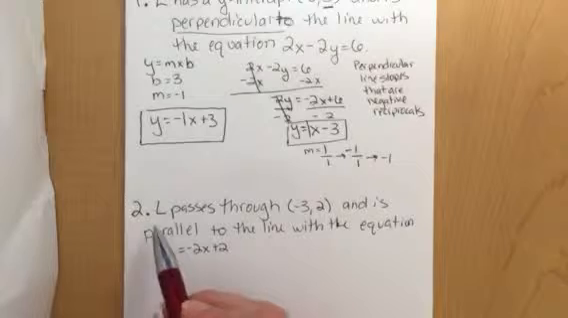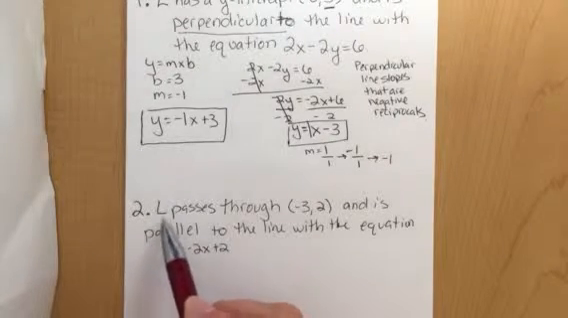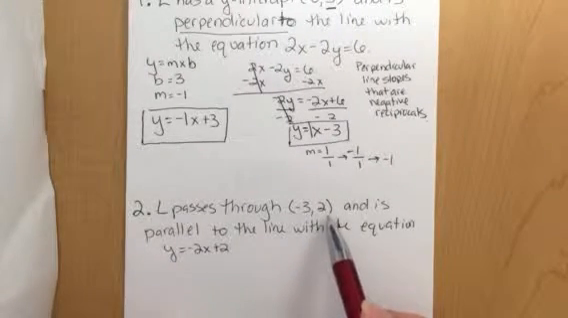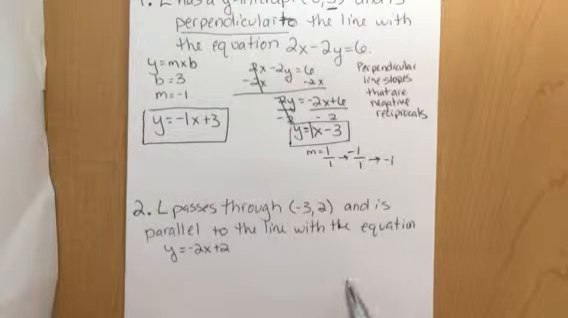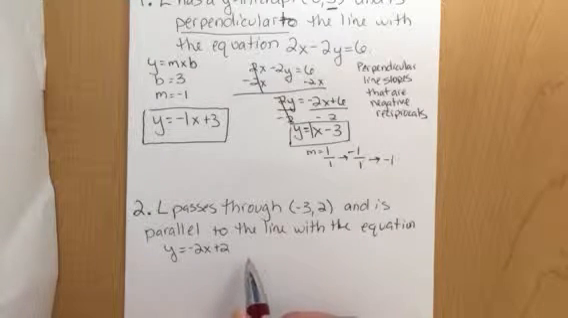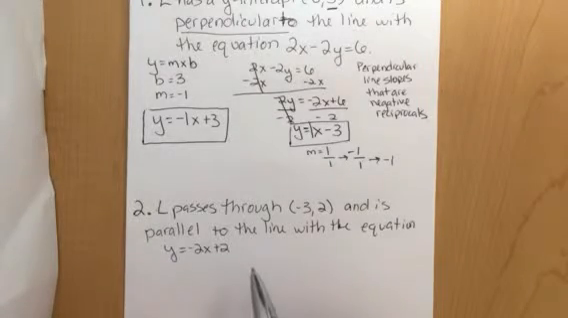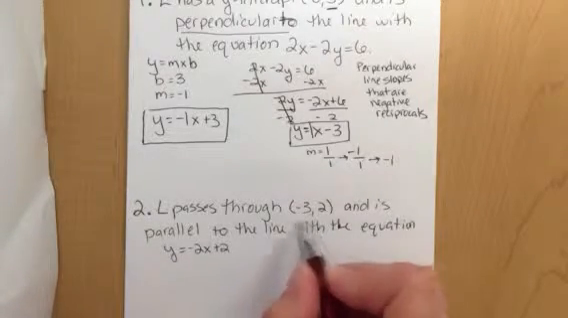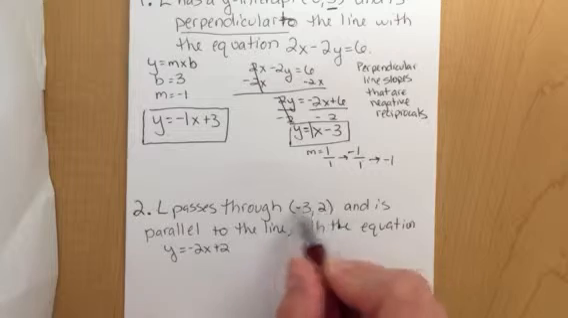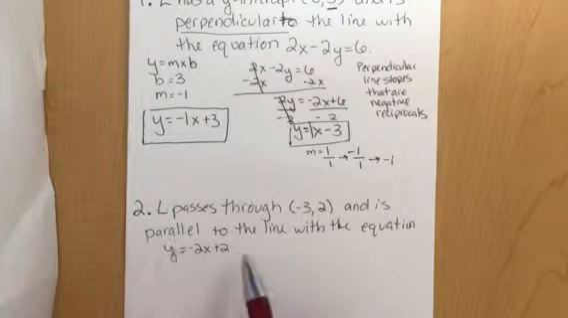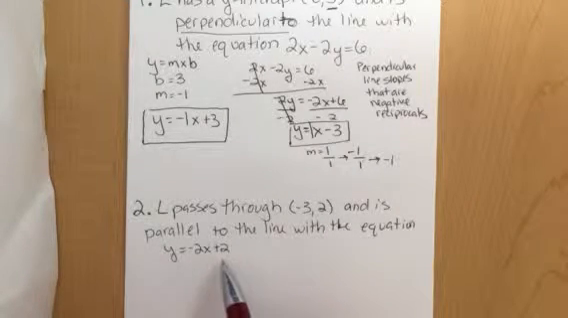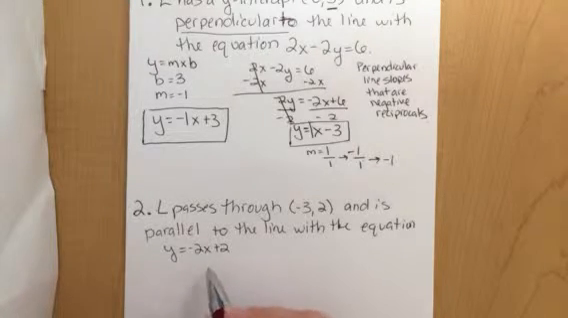Then we're going to go to number 2. L passes through (negative 3, 2) and is parallel to the line with the equation y equals negative 2x plus 2. This one's a little different. So what they've given us here is a point that it goes through, and they've told us that it's parallel to this equation. This equation's already in slope-intercept form, so that makes it easy for us.